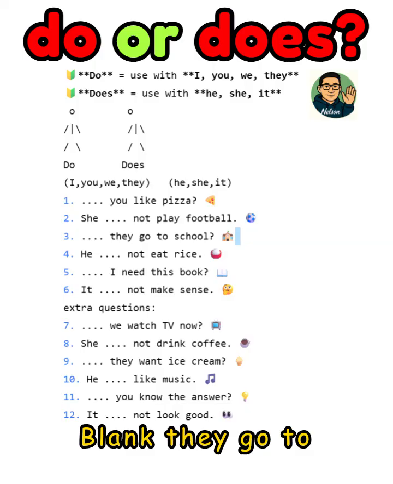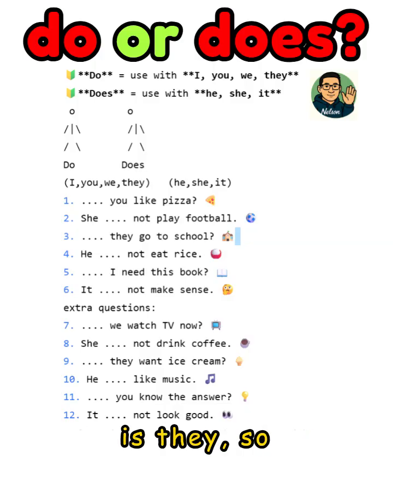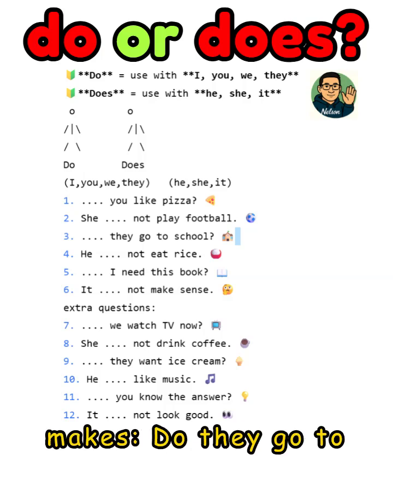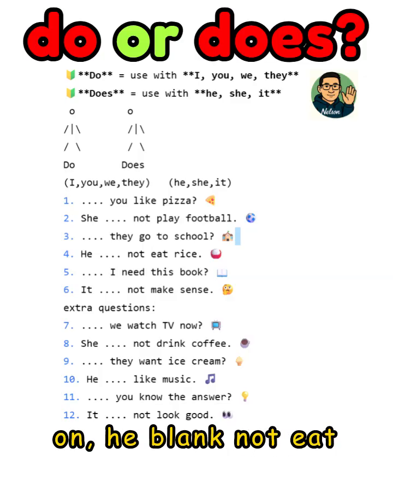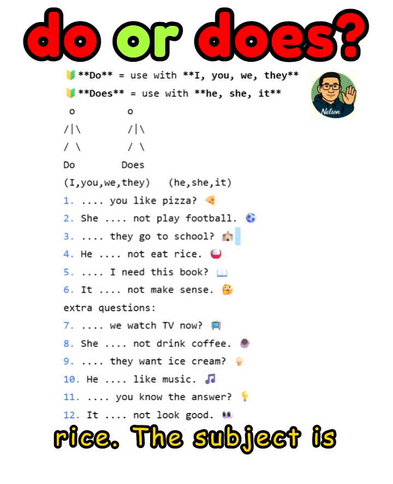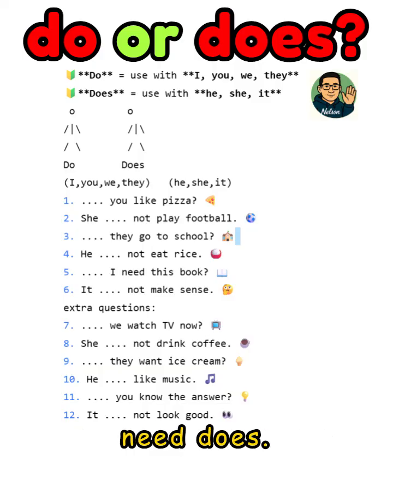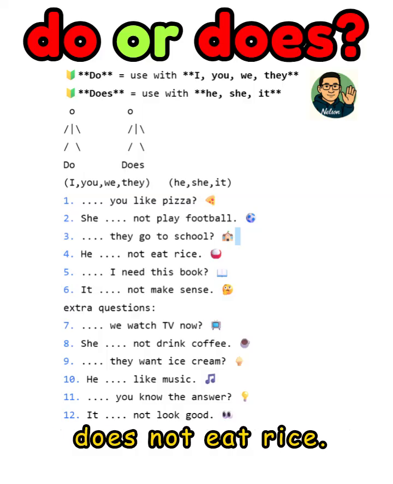Blank they go to school? The subject is they, so we use do. That makes, do they go to school? Moving on, he blank not eat rice. The subject is he, which means we need does. So the sentence is, he does not eat rice.